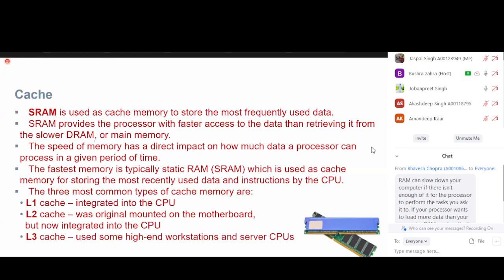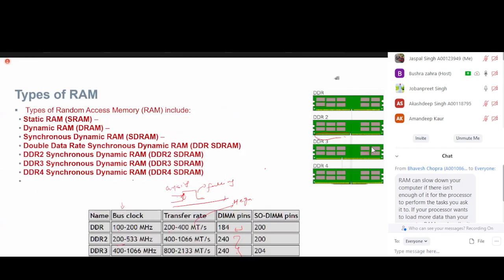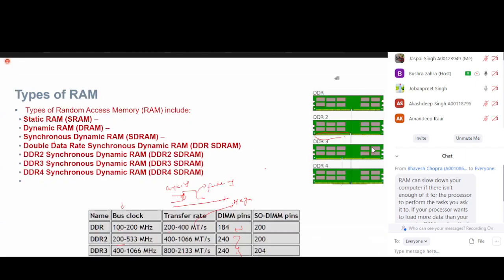Another type of memory is SRAM, which I had mentioned here. SRAM is static RAM. It's faster than DRAM, and it is used as cache memory to store the most frequently used data. SRAM provides the processor with faster access to data than retrieving it from the slower DRAM that the main memory is made up of. Main memory means what is installed on the motherboard.